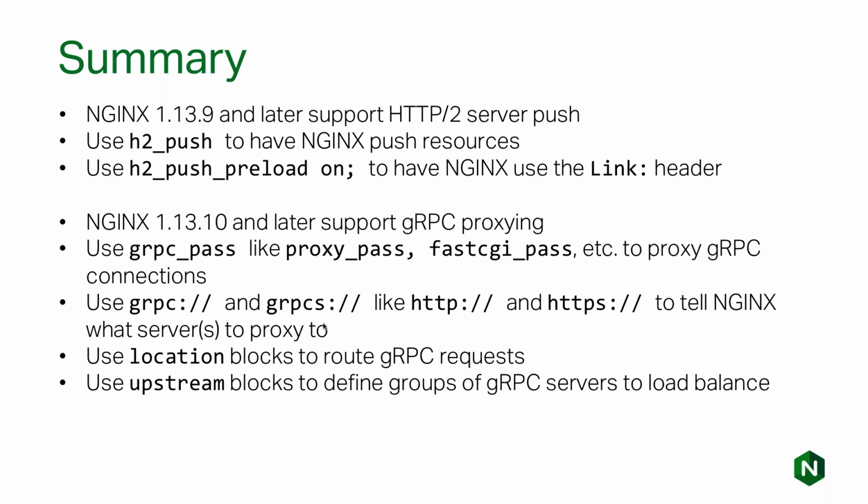You can use the prefixes grpc://, which is optional, or grpcs://, to tell NGINX to use SSL when it proxies traffic on to gRPC servers, and location blocks and upstream groups can be used in the usual way to match requests and to define groups of servers that we wish to load balance to.